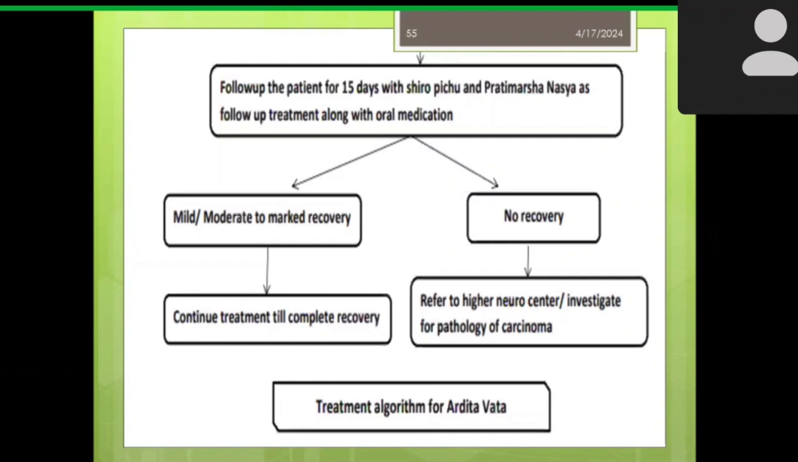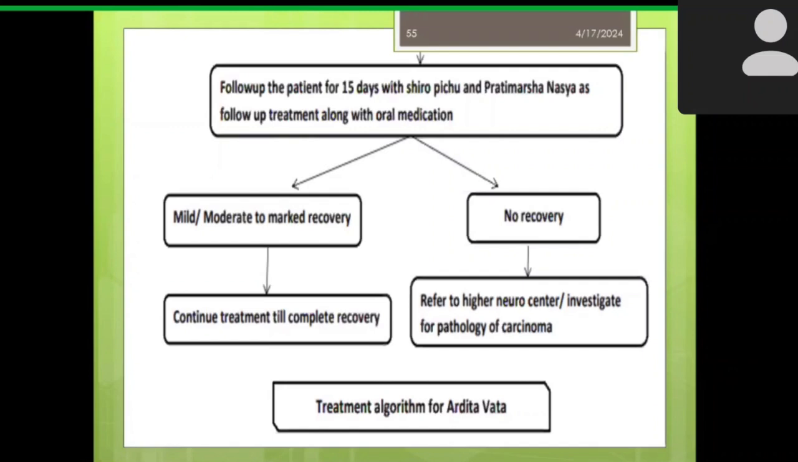Whenever you are planning for the Pratimarshanasya with the Taila, 1 bindu is equal to approximately 0.5 ml, and it is 1 ml. That is what we are going to plan. So it is a Pratimarshanasya with 1 ml and Shiropichu, especially because it is feasible and practically it is utilized without much trouble. That's the reason why that can be utilized.